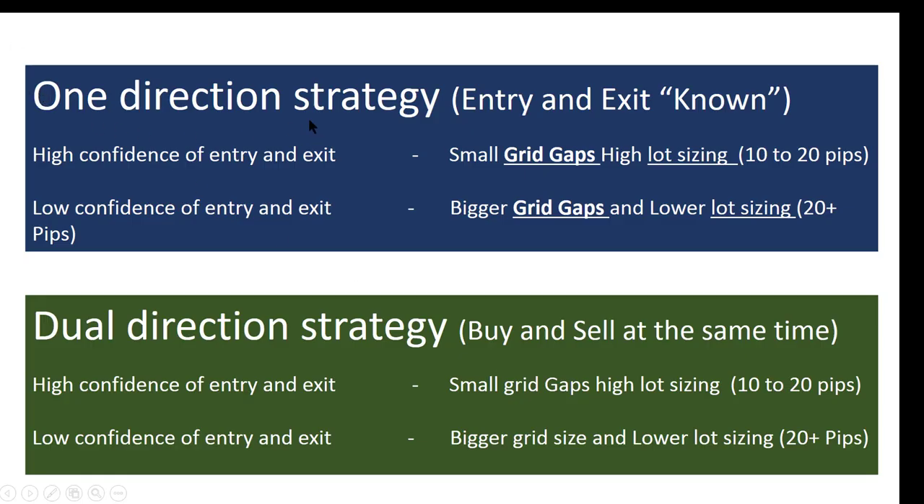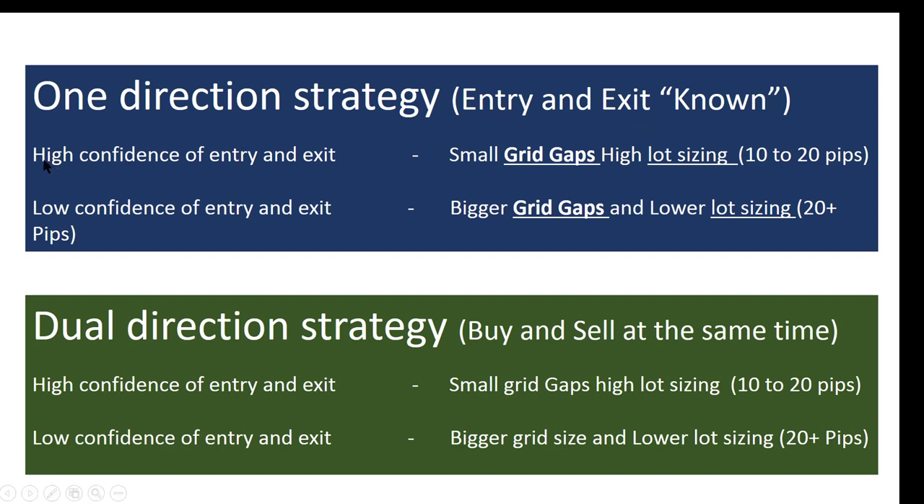So if you're using a one direction strategy, in other words, you're either buying or selling, you need to know the entry and the exit point. You need to be able to get in at a favorable time, but also get out at a favorable time, because your entries facing the wrong way will really jeopardize the profits that you've made. So it is really for a more experienced trader to trade the one direction strategy.